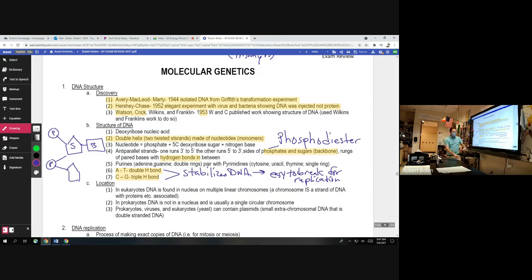Eukaryotic DNA, we have multiple linear chromosomes. What is the DNA surrounded by? It's in the nucleus, but what does the DNA attach to and coil around in eukaryotes? And it gets very clumpy. So what causes our DNA to get super coiled and clumpy and bound to these things?